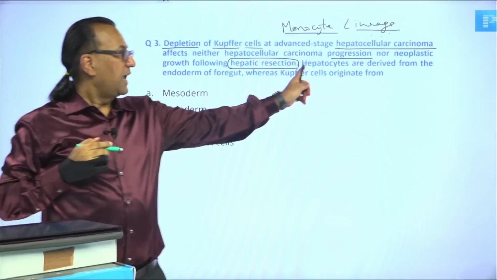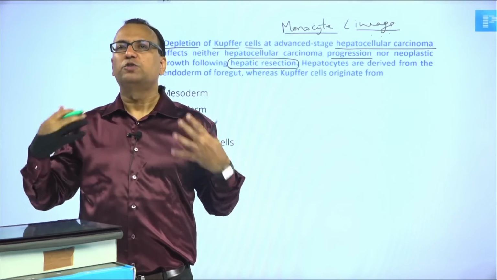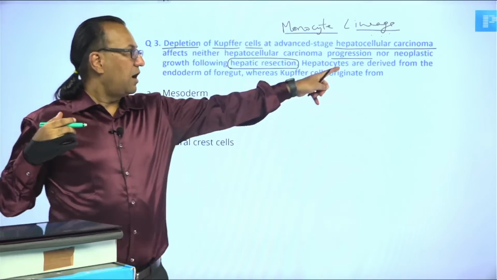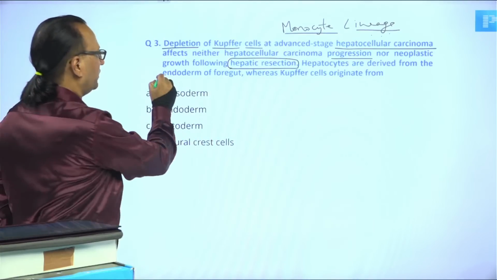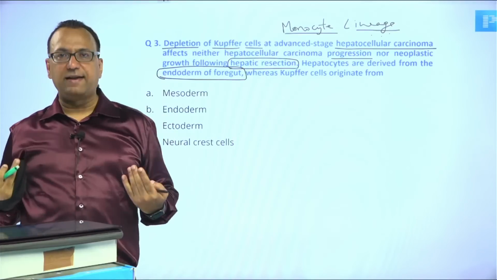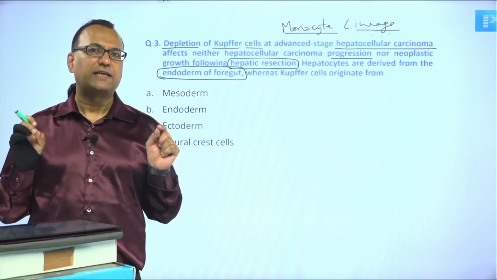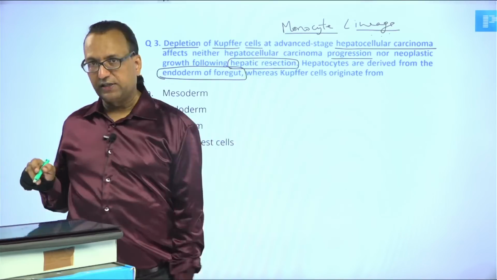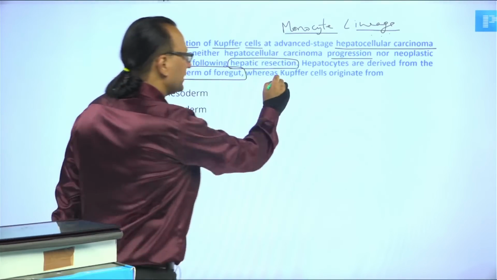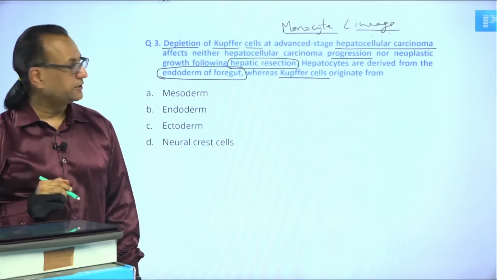They are asking, hepatocytes means the liver cells themselves which produce bile. They are derived from endoderm of gut tube. That is correct. Foregut. From the foregut, the liver will develop. That is endodermal. The liver parenchyma. Hepatocytes are endodermal. But what about the Kupffer cells? And I think you know the answer. Sometime you will find it is good. It is a good practice.